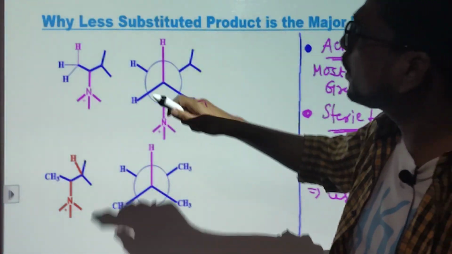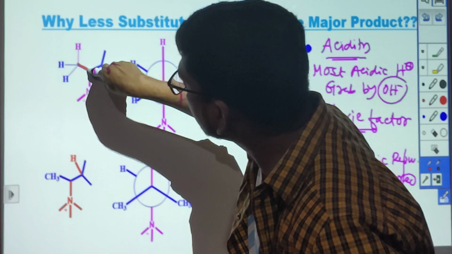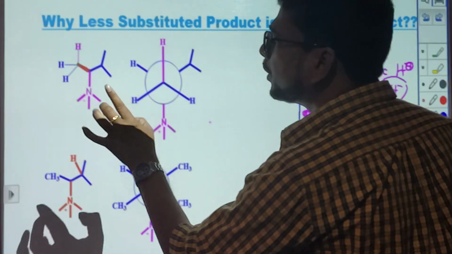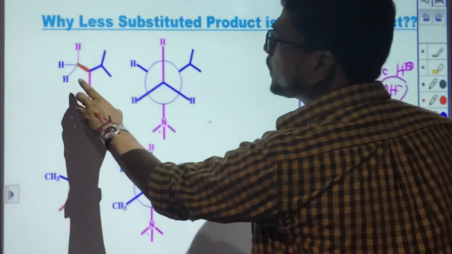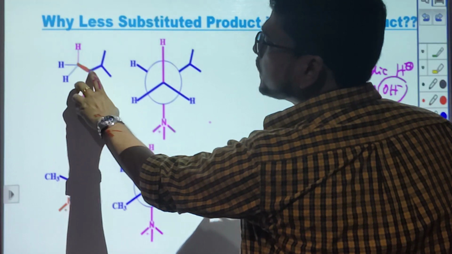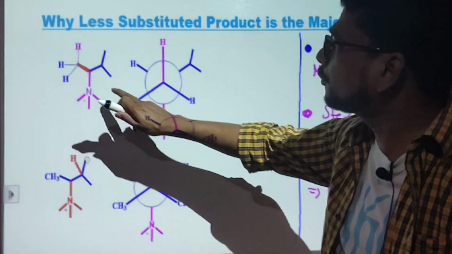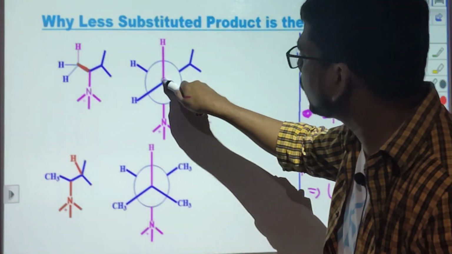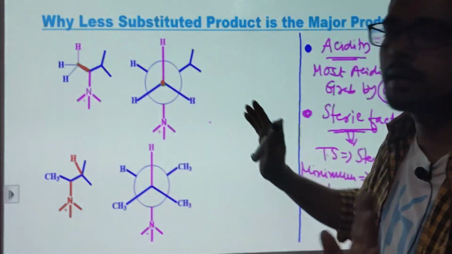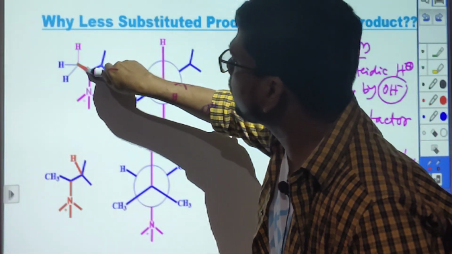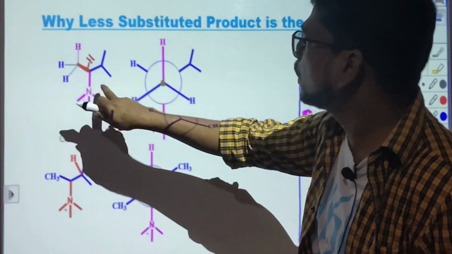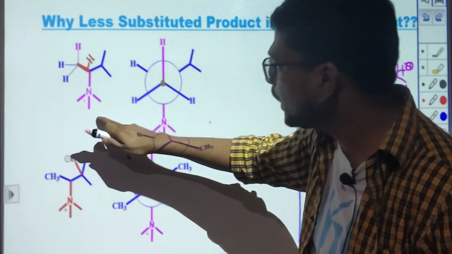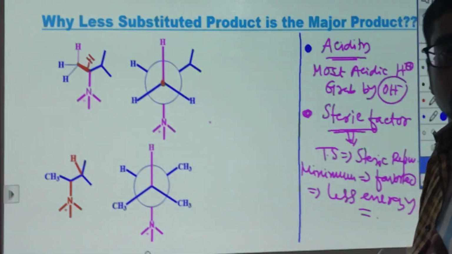How to draw the Newman projections? Pay attention to this bond, this carbon bond. This carbon will be my front carbon. On the front carbon there are 3 hydrogens, 1, 2, 3, right? This is the back carbon. In the back carbon, how many different groups are there? One H, one isopropyl, and one NMe3 plus, right?